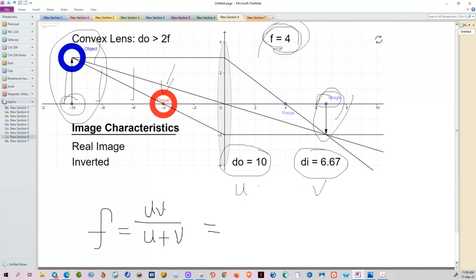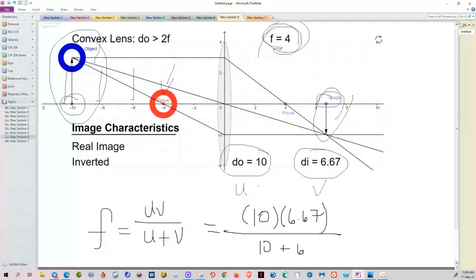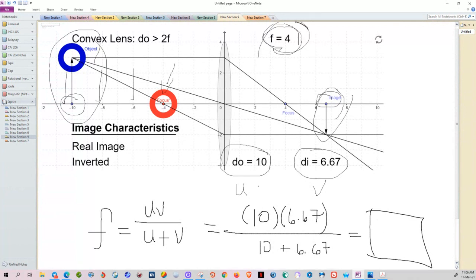So let's try it. What is the measurement of u? 10. What is the measurement of v? 6.67. So 10 multiplied by 6.67 over 10 plus 6.67. What should be the answer here? It should be 4. Okay? So the question, yalla, calculate. What do you get? Get your calculator and calculate this one.